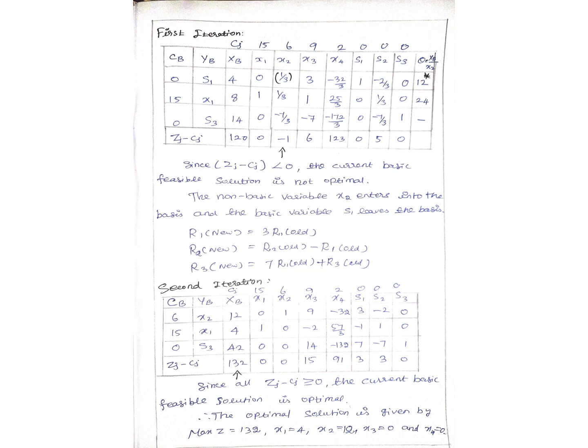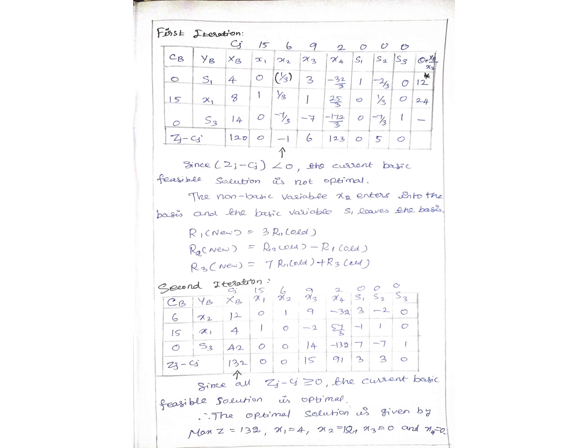So here Zj minus Cj is greater than or equal to 0. So here there are no negative values. Since all the Zj minus Cj values are greater than or equal to 0, the current basic feasible solution is optimal.